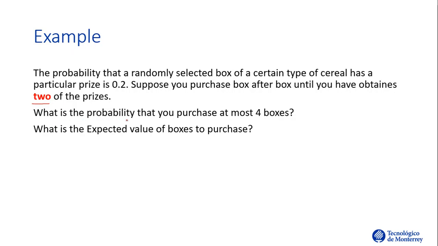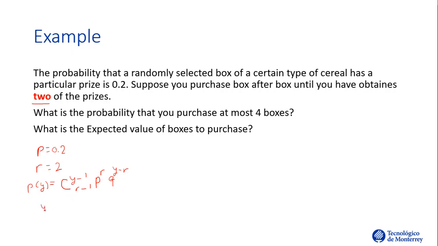They are asking us, what is the probability that you purchase at most 4 boxes, and what is the expected value of boxes to purchase? A problem similar to the geometric distribution that we have just solved. In this exercise, we can identify that the parameters are again p equal to 0.2, but we also have a parameter r, where r are the 2 prizes that we are looking for. The probability of y is now given by the formula: (y minus 1 choose r minus 1), p to the r, and q to the y minus r. Again, just following the multiplicative and additive rules.